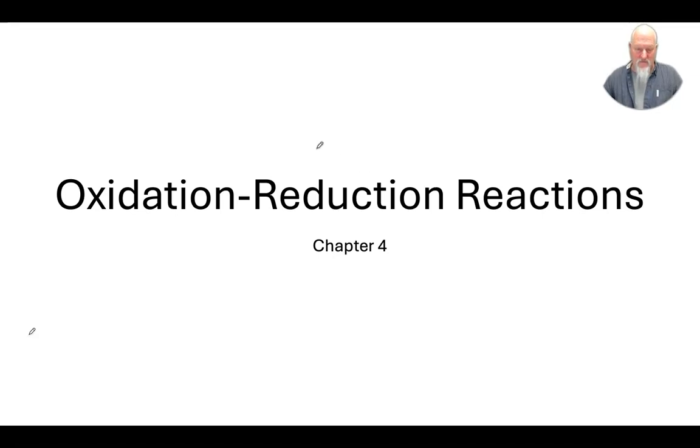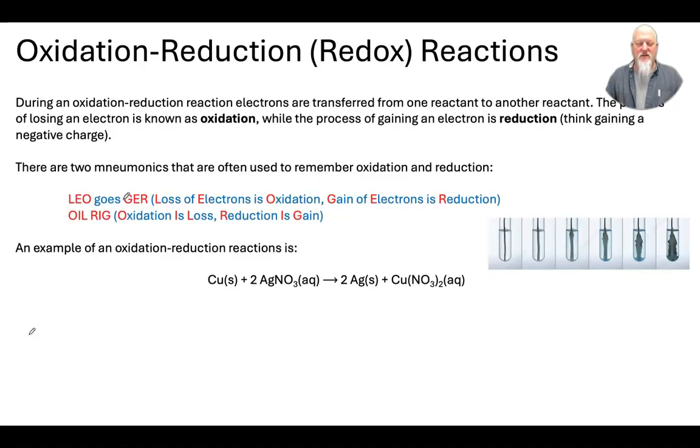A lot of times these are referred to as redox reactions, putting oxidation and reduction together. In an oxidation reduction reaction, electrons move from one reactant to another reactant. So one reactant gains electrons, the other loses electrons. And this process is called oxidation reduction.